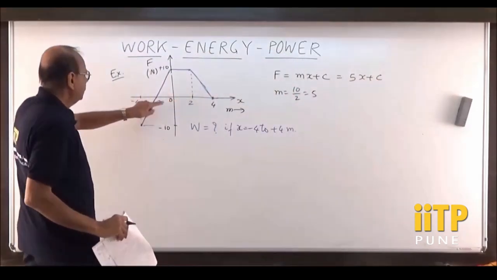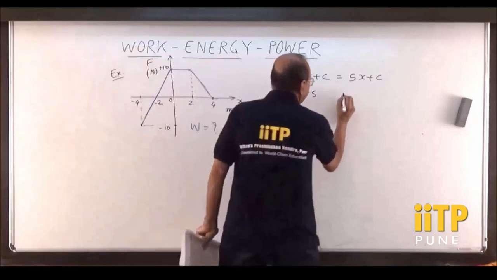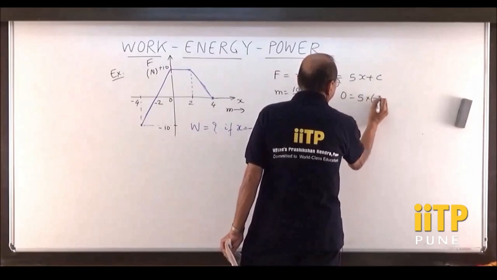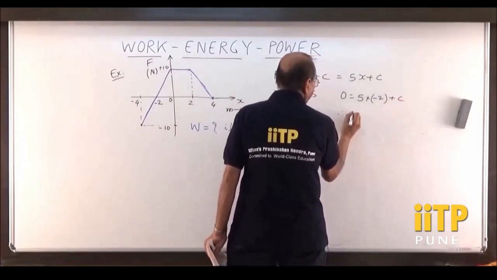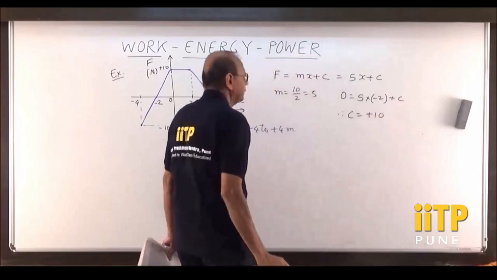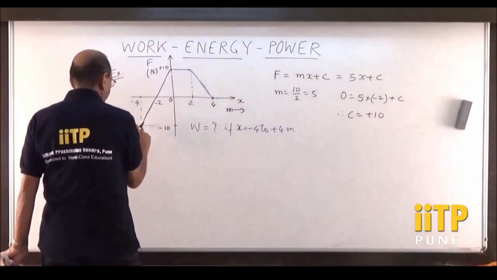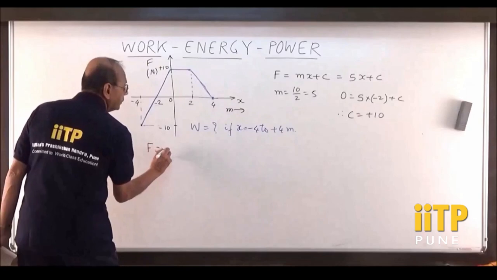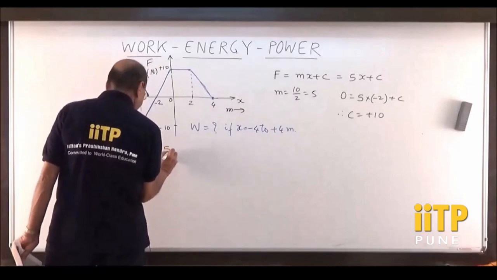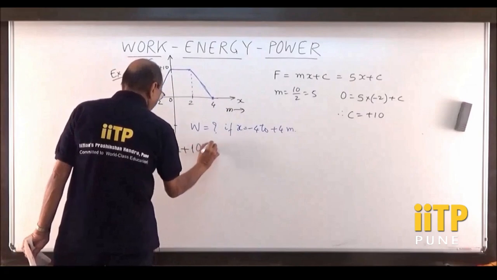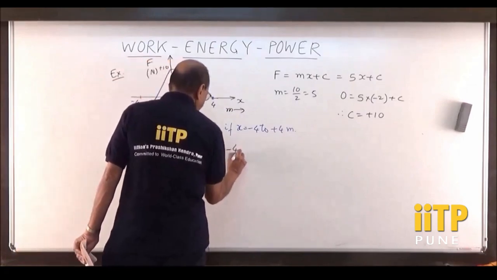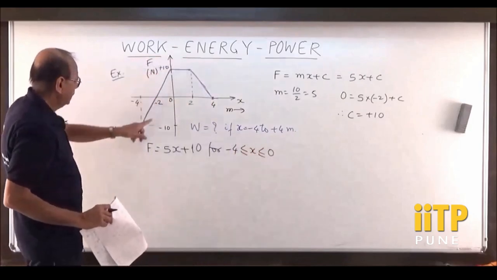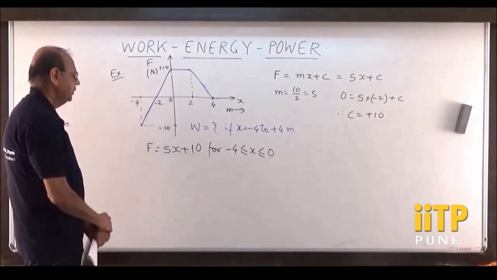I know that force is 0 when x is minus 2, so I can write 0 is equal to 5 into minus 2 plus c, and therefore c is equal to plus 10. And therefore the equation for this part of the graph is f is equal to 5x plus 10 for minus 4 less than or equal to x less than or equal to 0. So for this part of the curve, I have got the equation for force from minus 4 to 0.